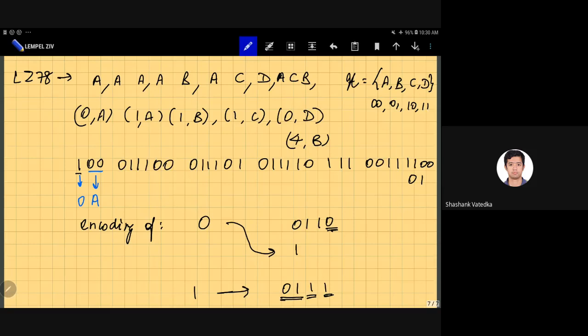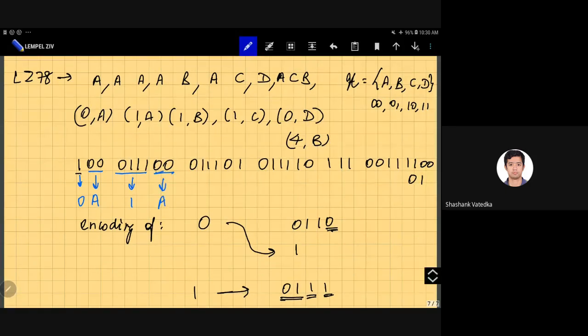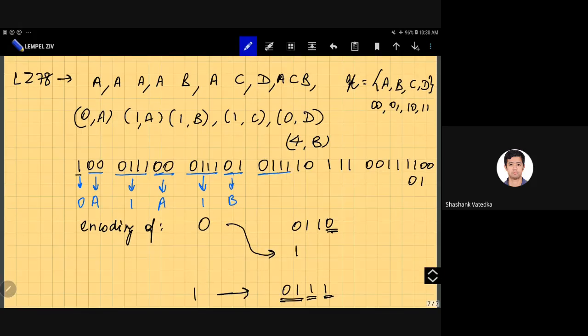So it knows that now it comes to the next phrase. It's 0 1, which it knows is the integer 1, and 0 0 is A. Next, 0 1, this is integer 1, 0 1 is B. This is 1, this is C. And now it knows that 1 is basically integer 0, and 1 1 is D, and 0 0 comma D, and this is the integer 4, and this is B.